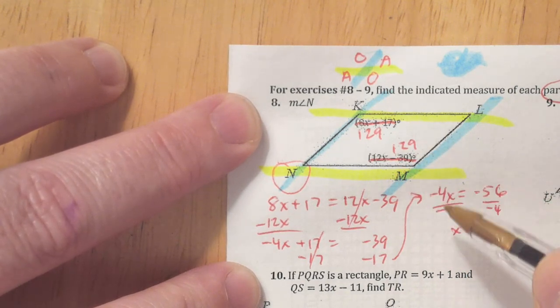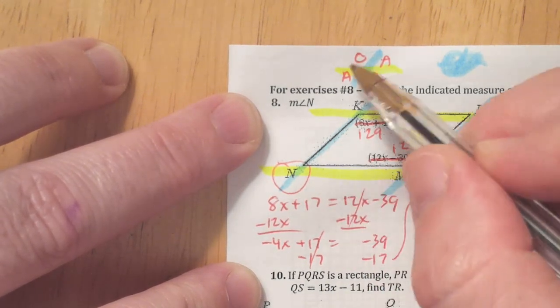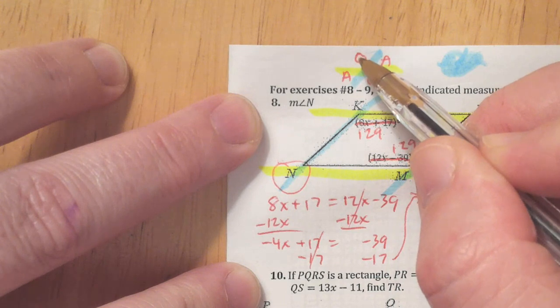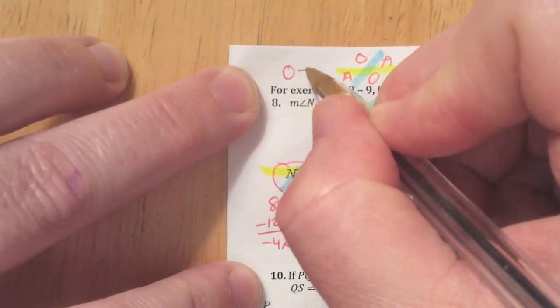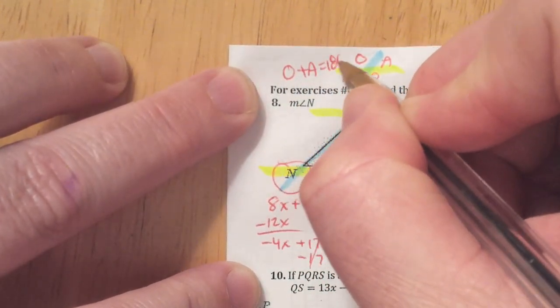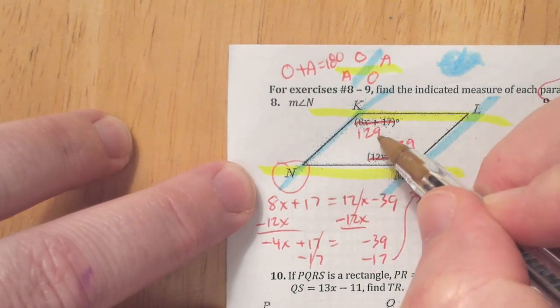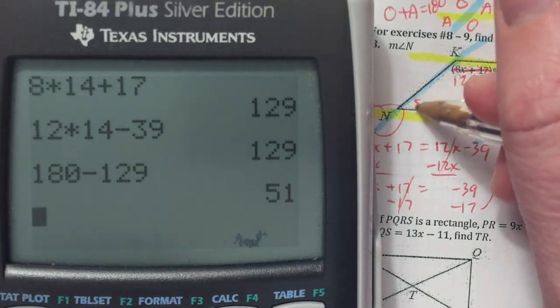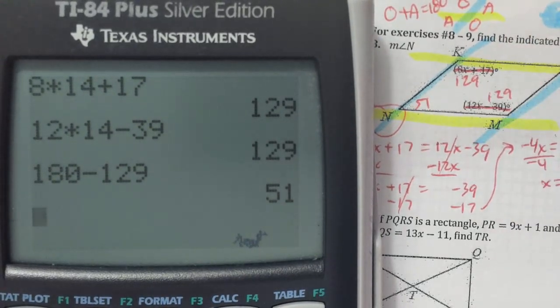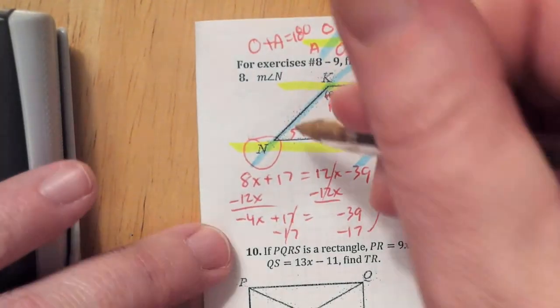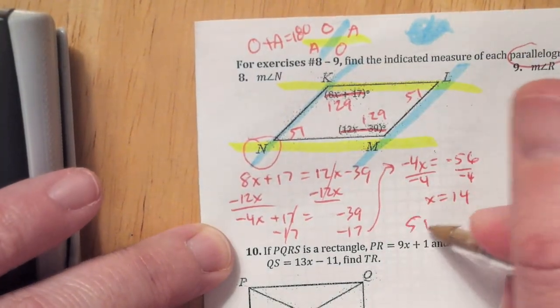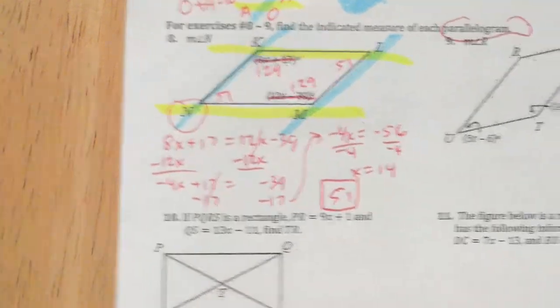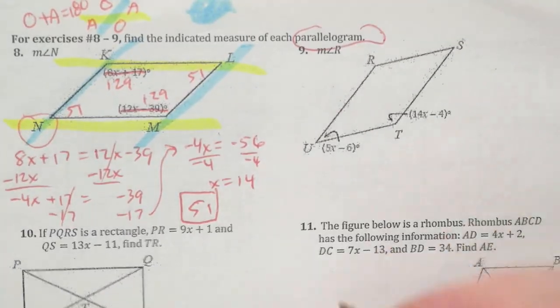And here's the thing: the obtuse and the acute add up to 180. So if this is 129, the other one has to be 51. And so blue, yellow, acute would also be 51. Now, so what was n? The answer is 51. And that's it. Fabulous.